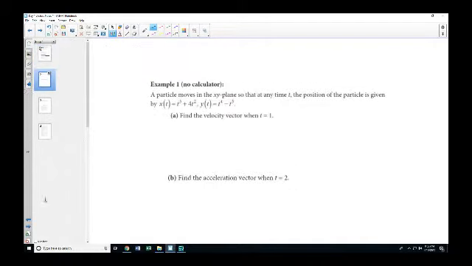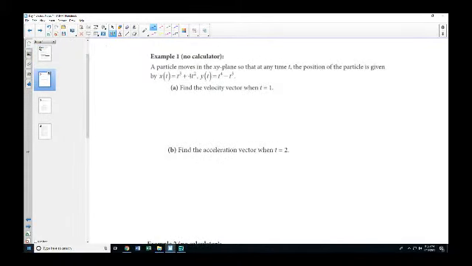Example 1. A particle moves in the xy plane. At any time t, the position of the particle is given by x of t and y of t. So the position vector is that right there, correct? What's the velocity vector when t is 1? 3t squared plus 8t, comma 4t cubed minus 2t squared.